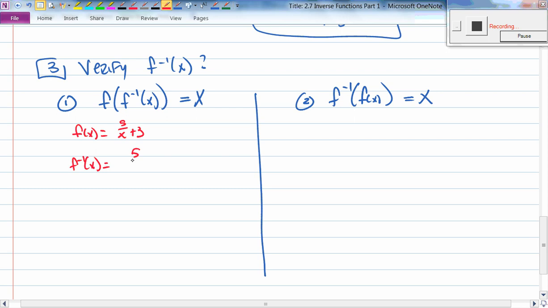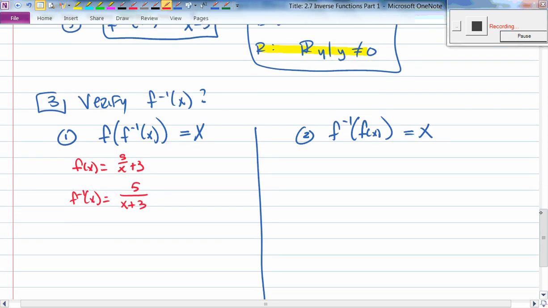X plus, or 3 over 5 over x plus 3. 5 over x plus, no, that's not right. Is there a minus sign? There you go, 5 over x minus 3. There we go.